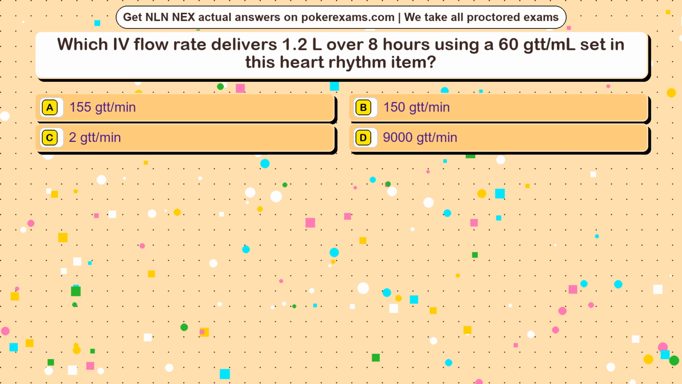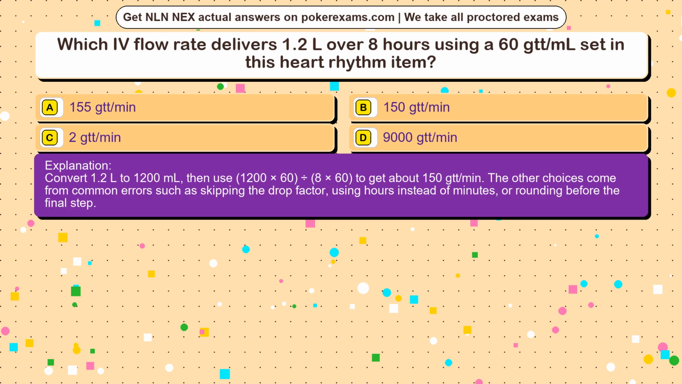The correct answer is option B. Convert 1.2 L to 1200 mL, then use 1200 times 60 divided by 8 times 60 to get about 150 gtt/min. The other choices come from common errors such as skipping the drop factor, using hours instead of minutes, or rounding before the final step.